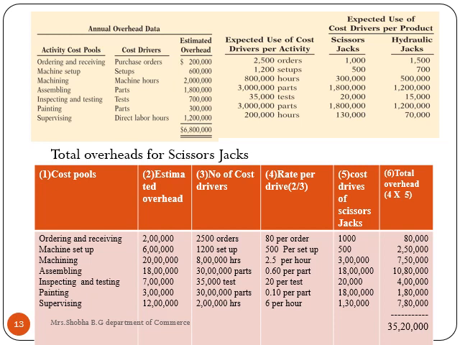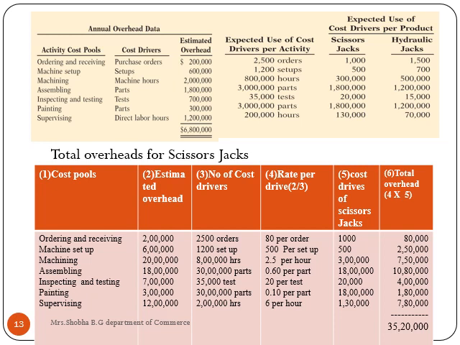Next one is machine setup, and the rate per driver is 500 per setup, and the number of drivers used for this product is 500. So 500 into 500 is 2,50,000. Same way we need to calculate for other activities, that is assembling, inspecting, painting and supervising, right? So we have calculated the total overhead for each of the cost pools.